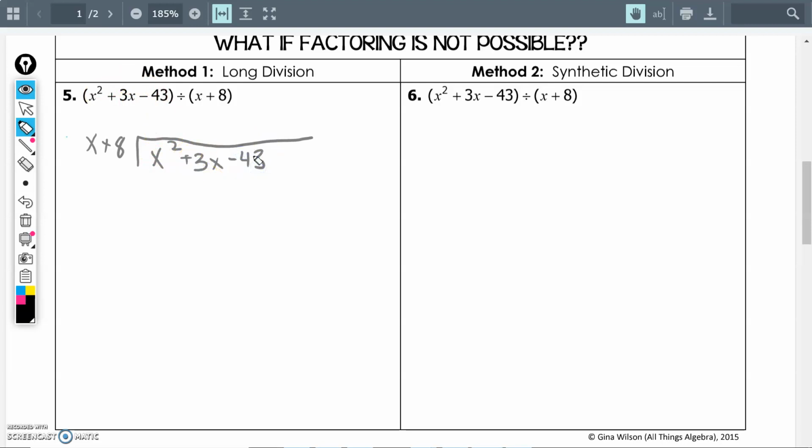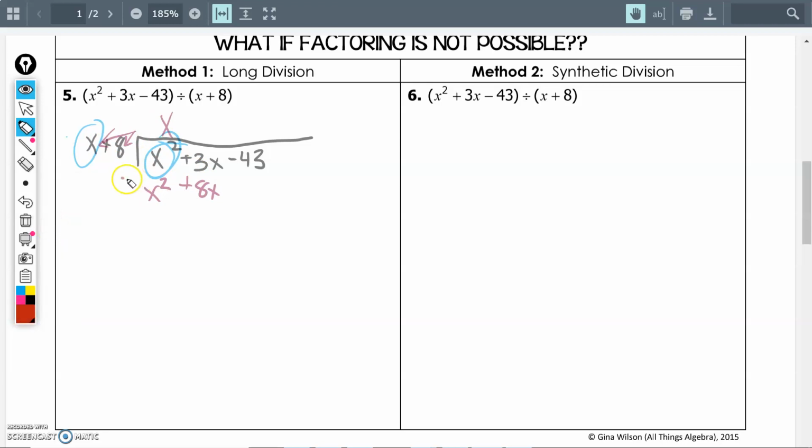And we're basically just focusing on the first terms. So we have x and then an x squared. Think about this. What do we need to multiply x to get it to be x squared? X. So we put that up top here to start. Then, just like normal long division problem, you multiply it times each of these. So x times x is x squared. X times 8 is 8x.